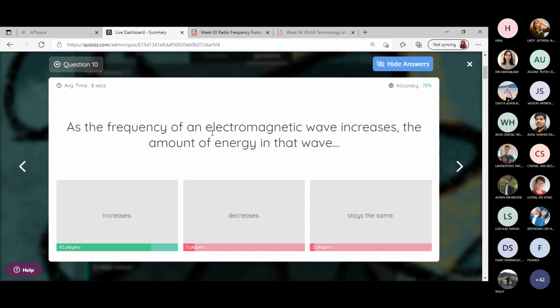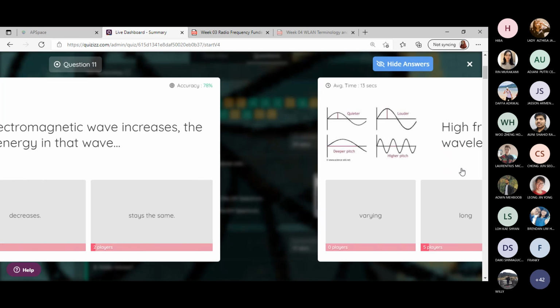As the frequency of an electromagnetic wave increases, the amount of energy in that wave, of course, decreases. All right, because frequency high, electromagnetic wave increase. Wave means it travels far. That's why the amount of energy will decrease. Increase. Sorry, my mistake. I'm not talking about the movement. Frequency increases, energy also increases. Sorry, I did not see this one. Energy and frequency are the same. It should be increased. All right, next one.